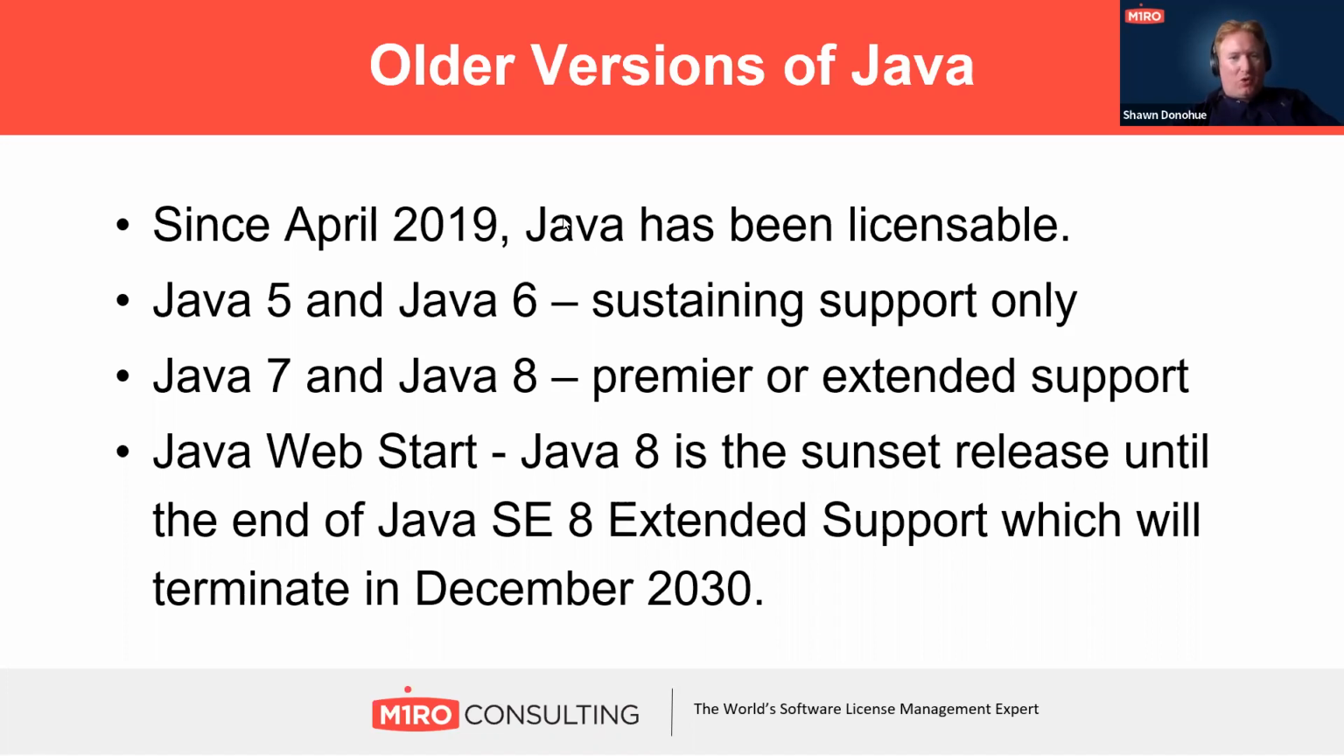Java 7 and 8 are the more recent versions in the older side of Java. They are either in Premier or extended support. And again, there are free versions and there are paid versions. We'll show you that in just one moment. We just wanted to get that out of the way and quickly mention that if you still have anything using Java Web Start, which is deprecated at this point, Java 8 is the sunset release until the end of extended support, and that runs all the way through 2030. So Java 8 extended support is still good, but if you are using Java Web Start for something, please keep in mind that is deprecated. And this includes the deployment stack Oracle. So can we move on to the next one?